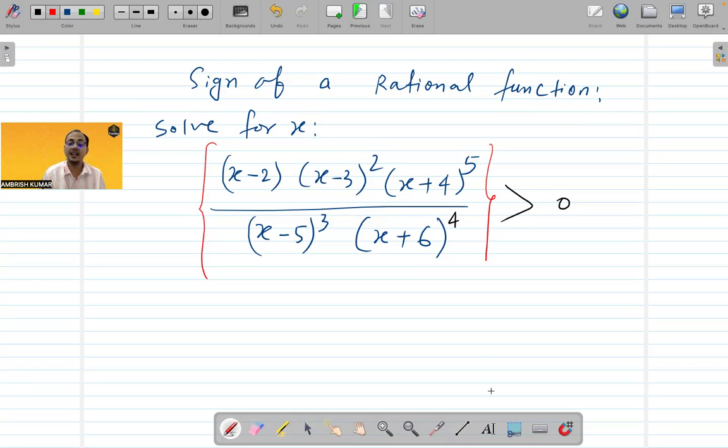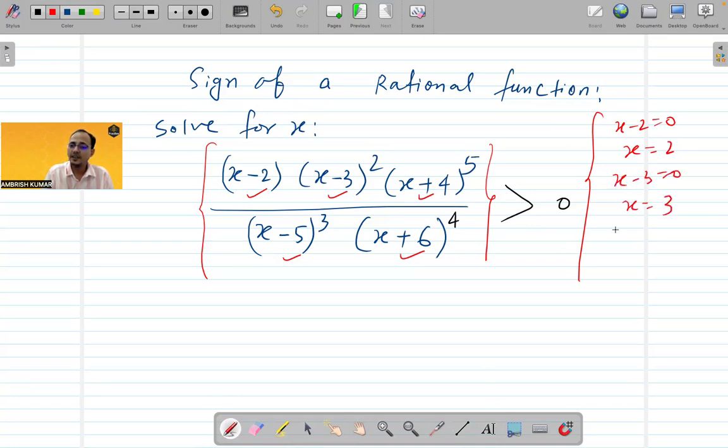So see what we just have to do here. Obviously, as I told you, you have to factorize the expressions that we have in numerator and denominator. So I have already written in factor form: x minus 2, x minus 3, x plus 4, x minus 5, x plus 6. So all the factors one by one, you have to equate to 0, like x minus 2 equals 0. From here, you get x as 2. Similarly, x minus 3 equals 0, you get x as 3. x plus 4 as 0, you get x as minus 4.